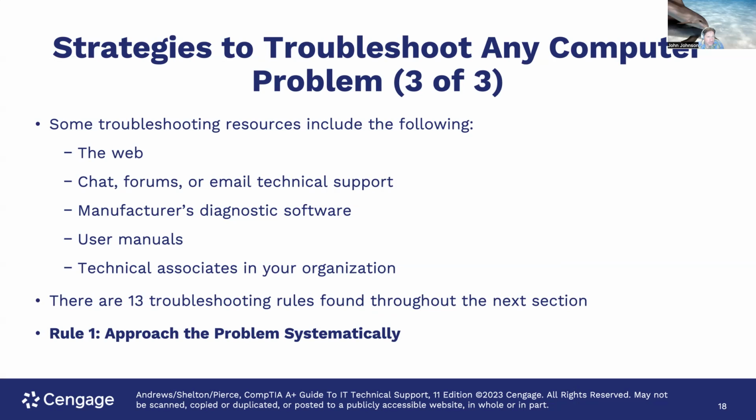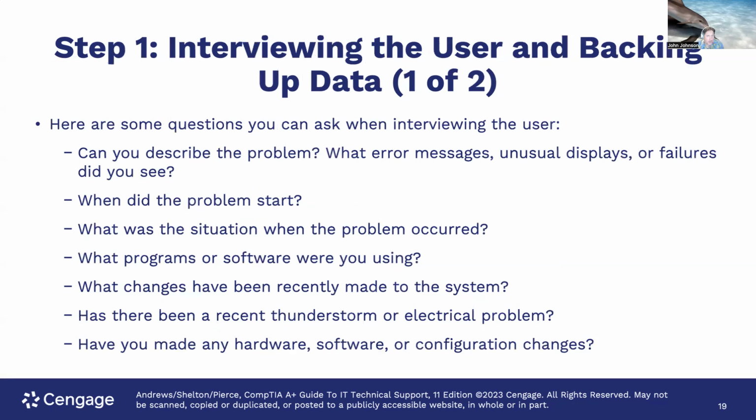There are 13 troubleshooting rules found throughout the next section. Rule number 1, approach the problem systematically, as we were talking about. Here are the questions you can ask the user. Can you describe the problem? What error messages, unusual displays, or failures do you see? When did the problem start? What was the situation when the problem occurred? What programs or software were you using? What changes have been recently made to the system? Has there been a recent thunderstorm or electrical problem? Have you made any hardware, software, or configuration changes?